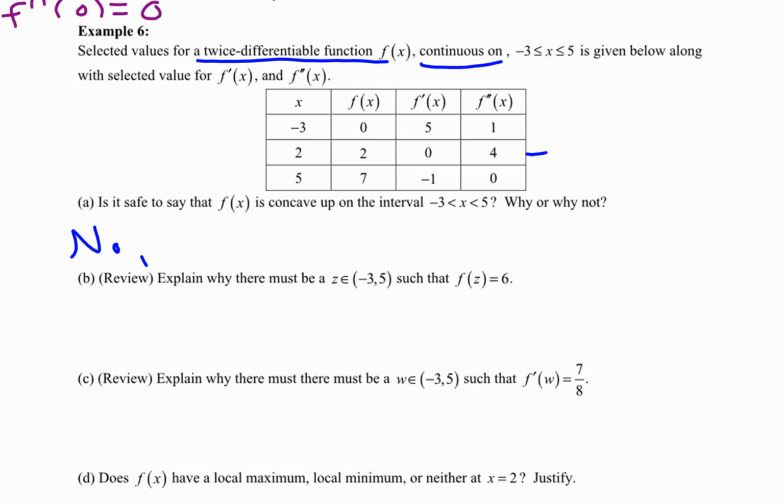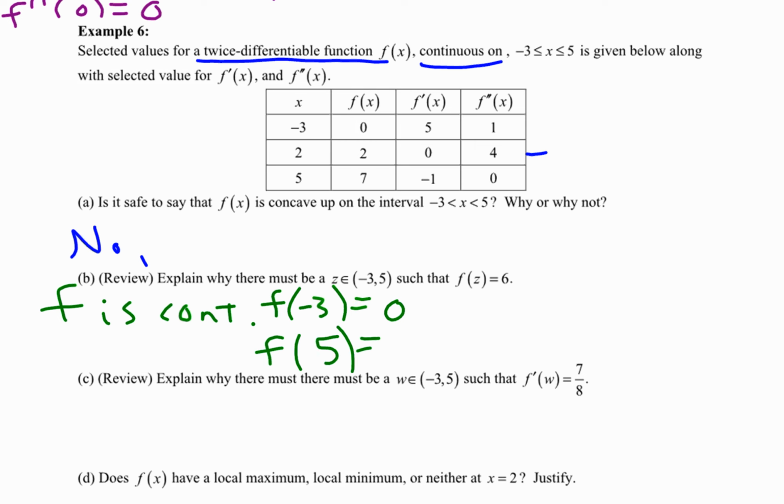All right. Review. These are always good, right? Explain why there must be a z on the interval from negative 3 to 5 such that f of z equals 6. Well, we know that f is continuous because it told us that. This could maybe be the IVT, the MVT. Let's try to find some values out. f of negative 3 is 0, and f of 5 is 7.